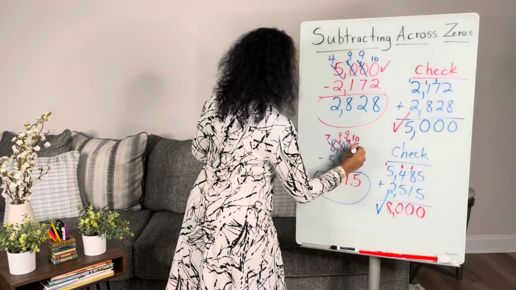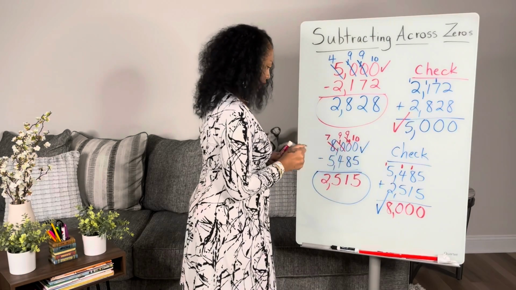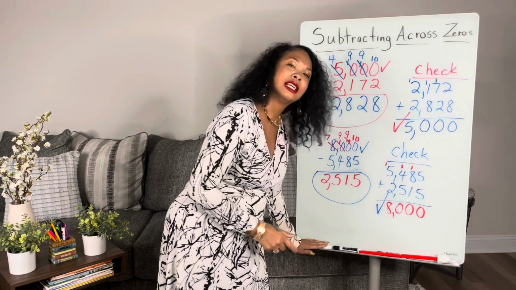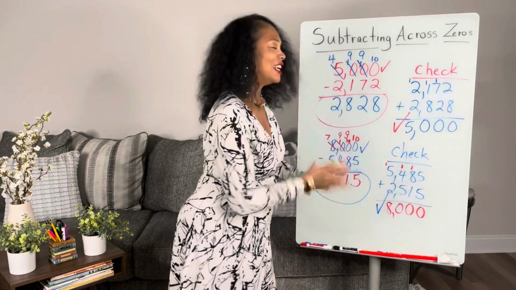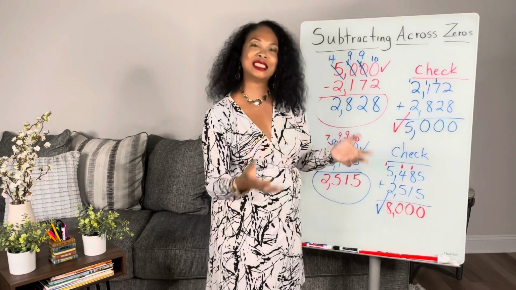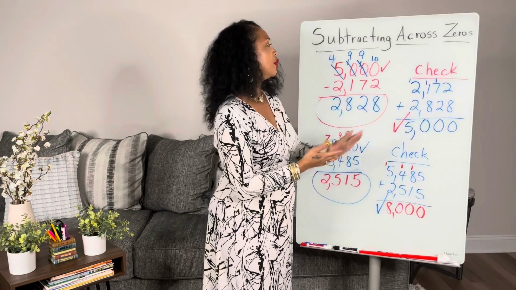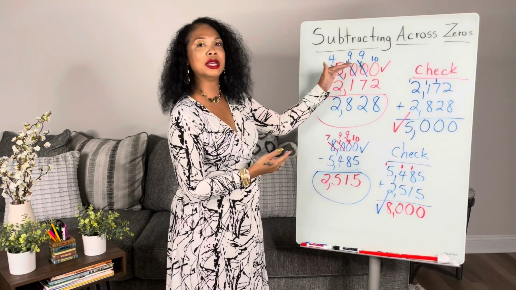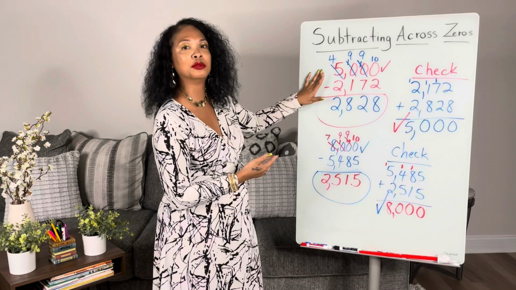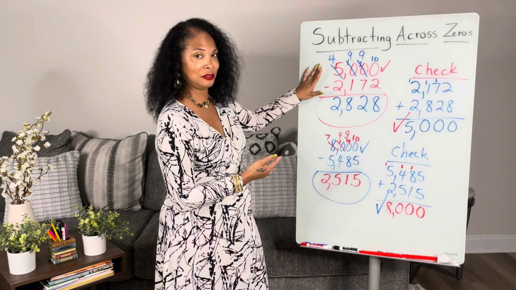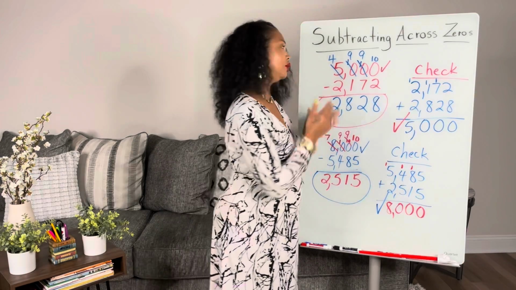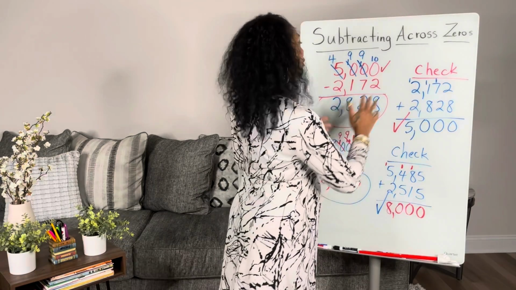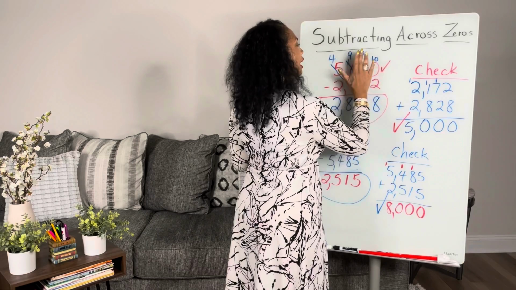8,000 here, 8,000 here. And that's how we subtract across zeros. Thank you so much for visiting. Remember, when you subtract across the 0, you keep going all the way across until you can borrow from a digit. All right? And you do your regular subtraction after you completed all your borrowing and crossing out.